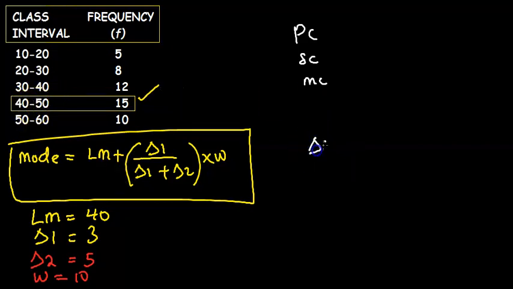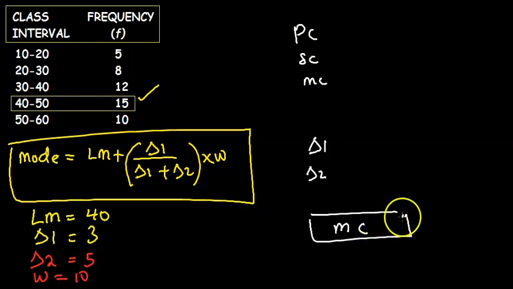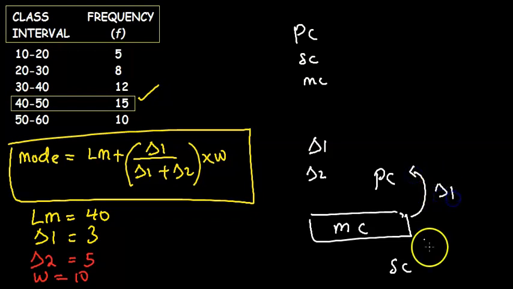And from the formula, we have our delta 1 and we have our delta 2. We said the MC is simply going to be at the middle, which is the modal class. And we need to know where to arrange our PC and SC. The first one, which is PC, refers to the class interval immediately before the modal class. Immediately before the modal class, the one up here is simply going to be PC. And after the modal class is simply going to be SC. So for us, in this case, the gap from here to here is simply going to be delta 1. Here and here is simply going to be delta 2.